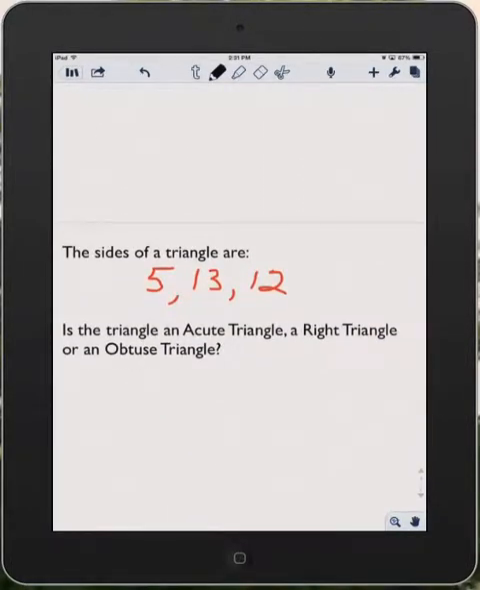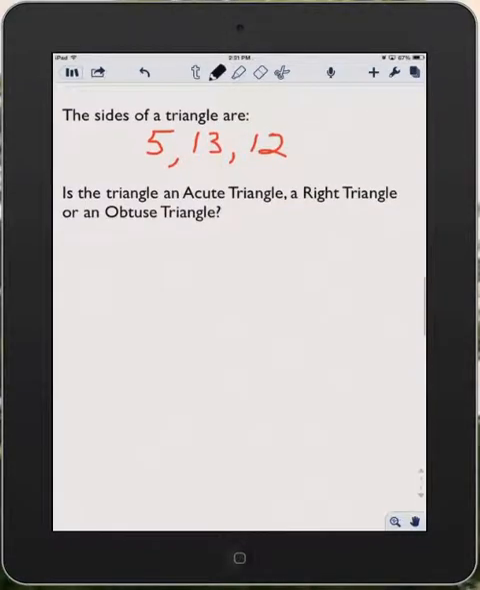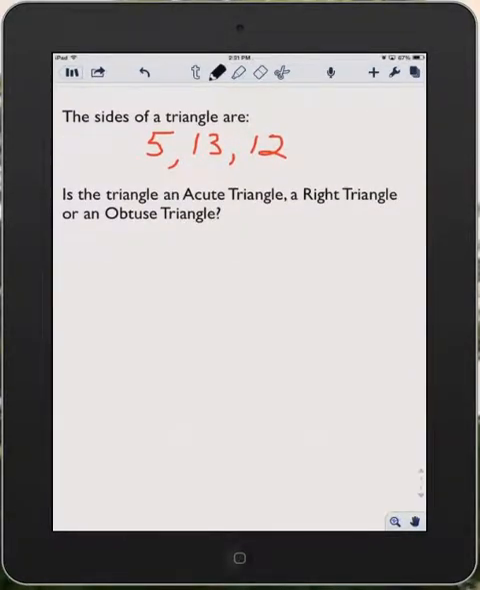Next problem, using the converse of the Pythagorean theorem. Now we want to say a squared plus b squared, does it equal c squared? And if the answer is yes, then it is a right triangle. If it is no, as we'll see in a couple of other problems, we will distinguish between acute triangles and obtuse triangles. So the one restriction is c has to be the largest number.